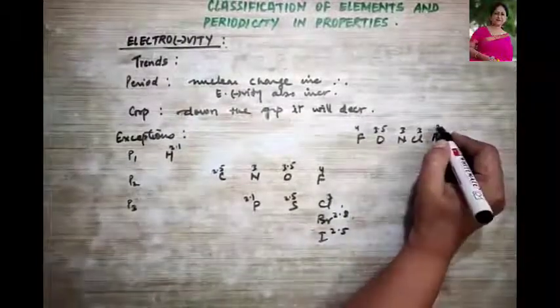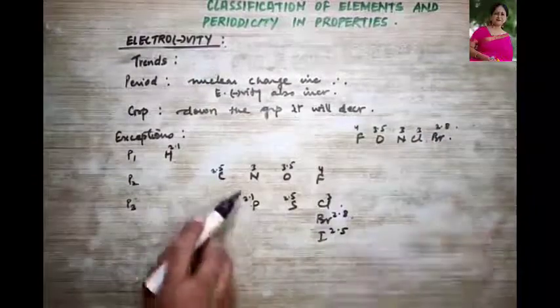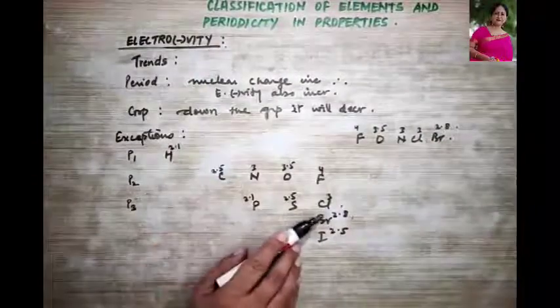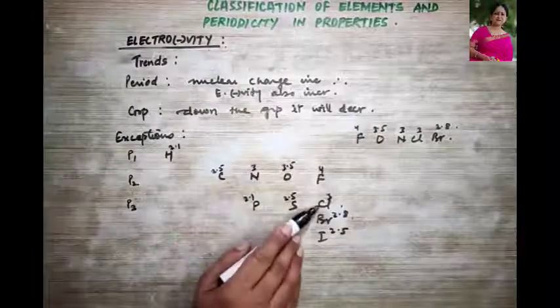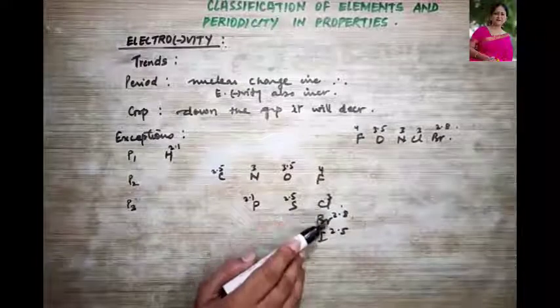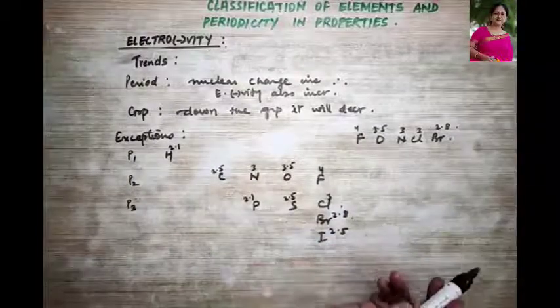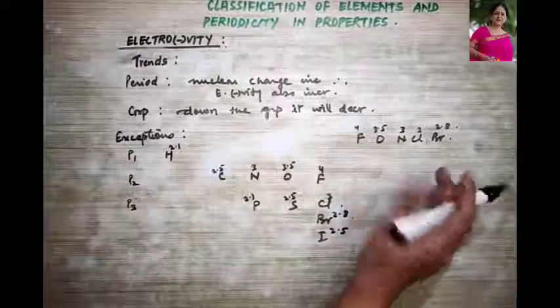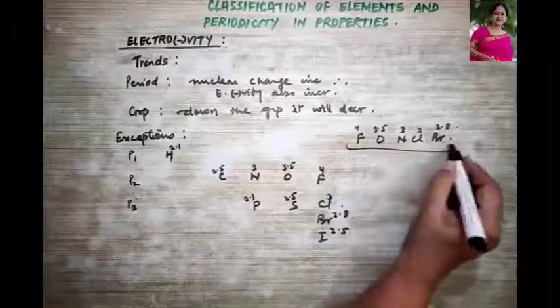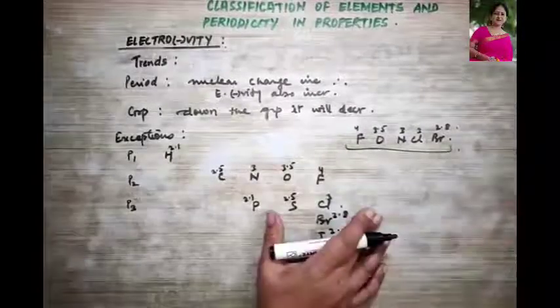Bromine is how much then? 2.8. So here you can see the variation. 3 is here also and 3 in the group, and then we go down as 2.8. Okay, so this was a little exception that we find over here.